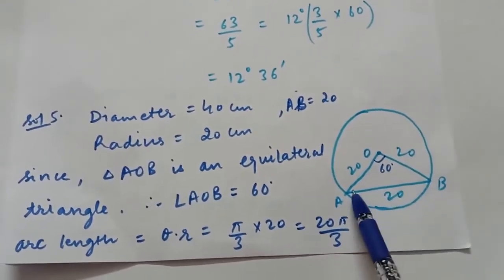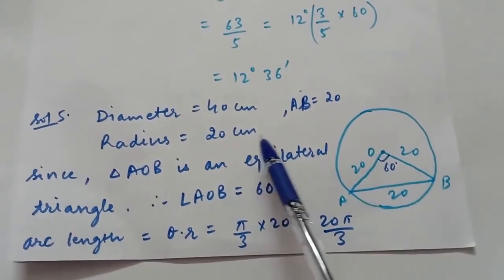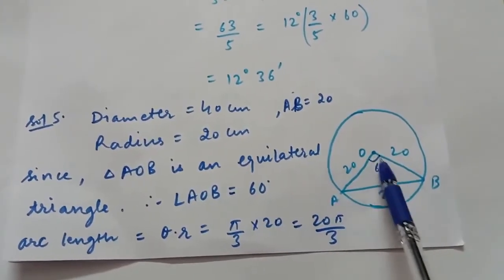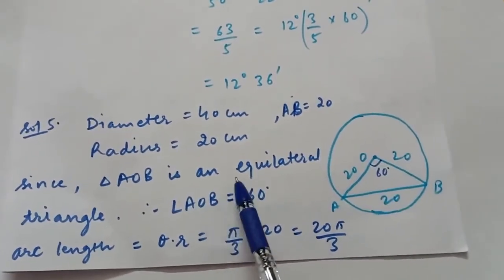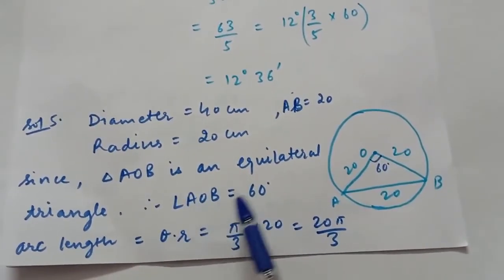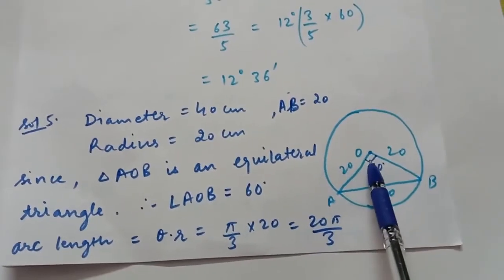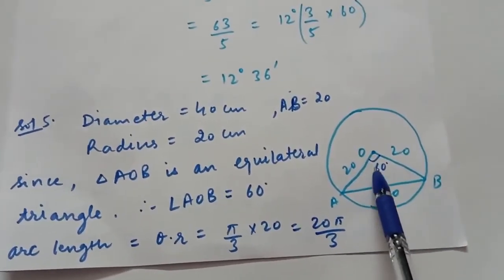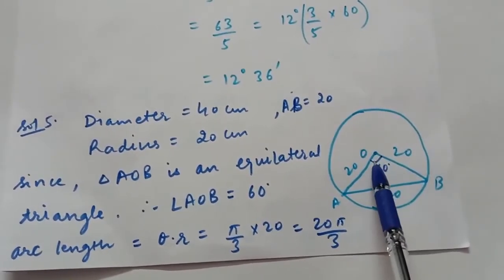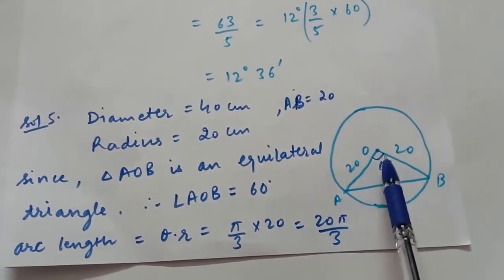Now because radius is 20, so OA, OB also is 20. So triangle AOB is an equilateral triangle and therefore each angle is of 60 degree. So we can say this minor arc makes an angle of 60 degree at the center, right?